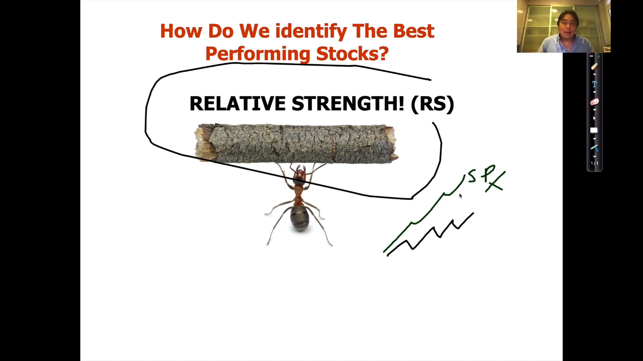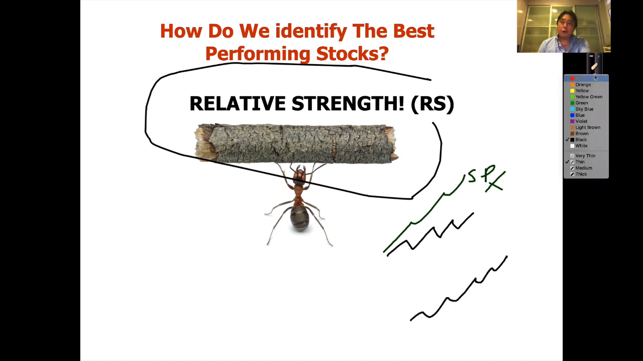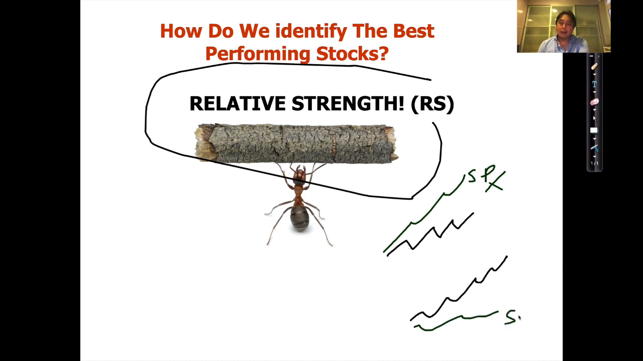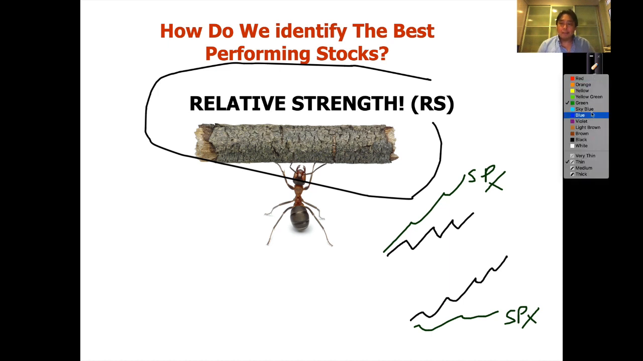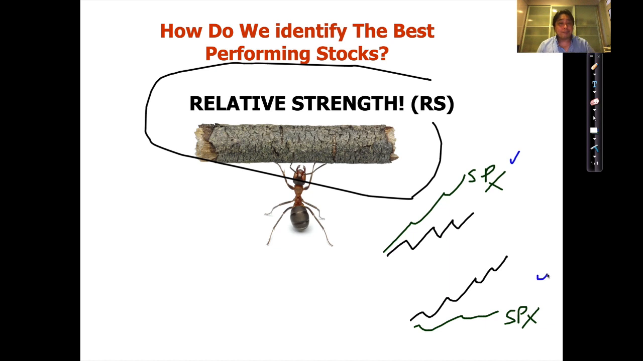Got it? Okay. Another example could be this stock going up. And if you compare it to the S&P 500, S&P is kind of like that. So which stock would you rather trade? Would you rather trade this stock or this stock? You can see that this stock is going up. Let's call this stock A and let's call this stock B.